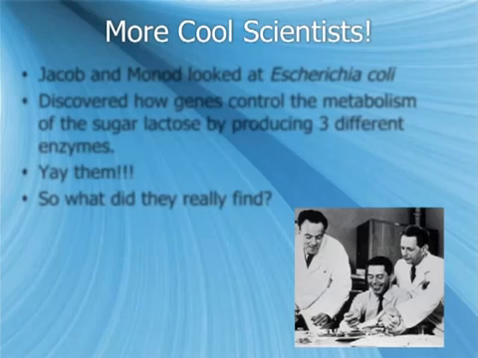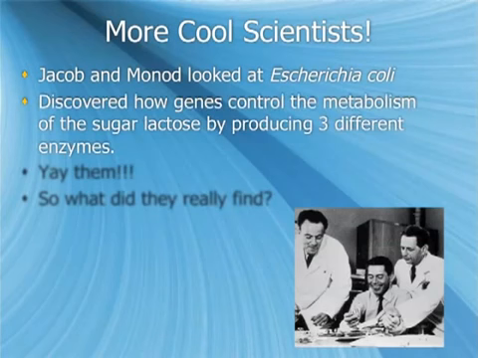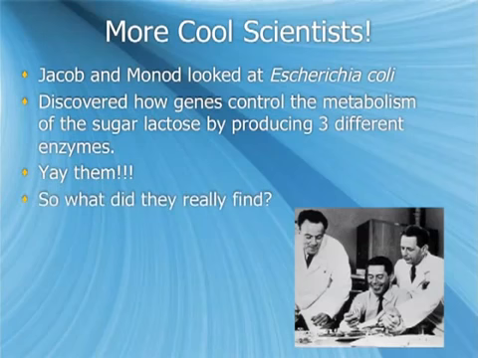So what actually started this whole thing was Jacob and Monod started looking at E. coli and discovered how genes control the metabolism of the sugar lactose by producing 3 different enzymes. So basically, they discovered what gene expression actually is and what controls gene expression.